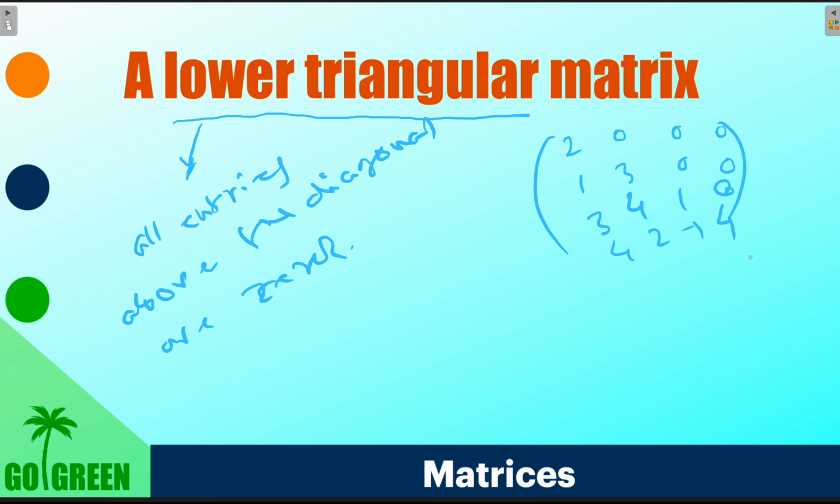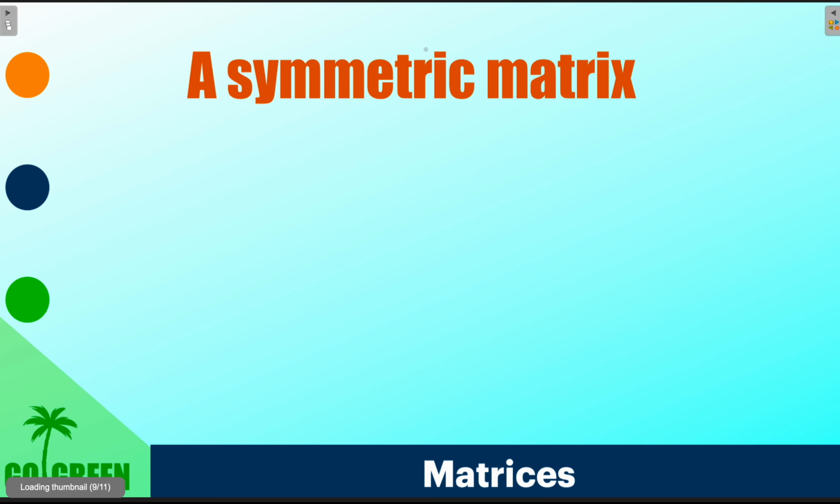Okay, so this is a 4 cross 4 matrix which we have given. But this is lower triangular, yes, because this is the diagonal, and above the diagonal all are 0. That means it is a lower triangular matrix. Okay, and symmetric matrix means what?